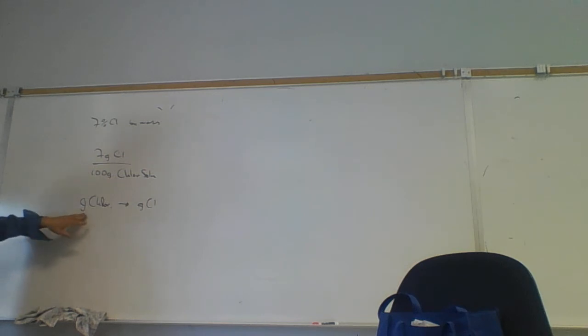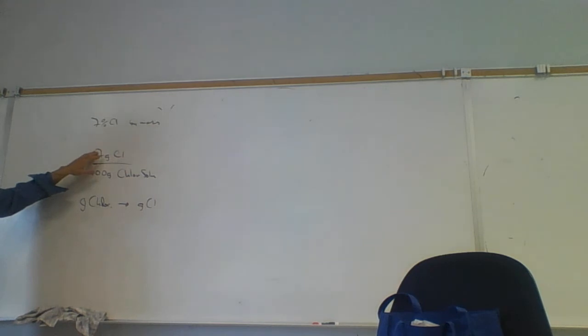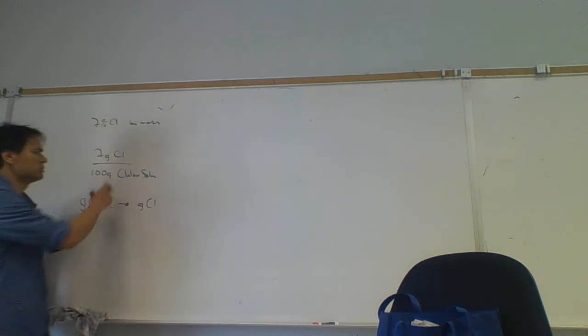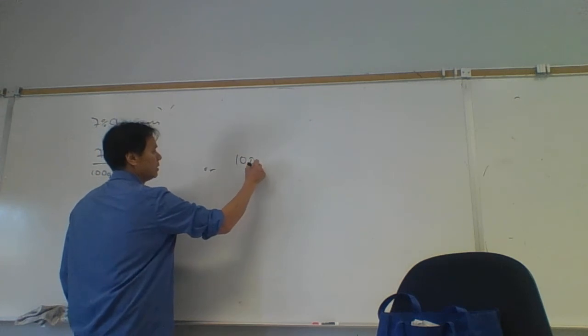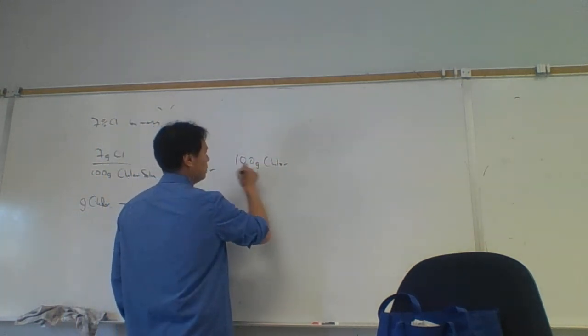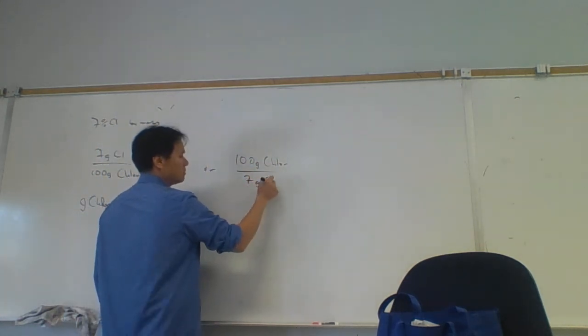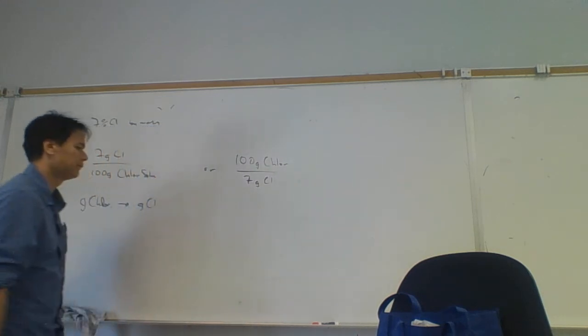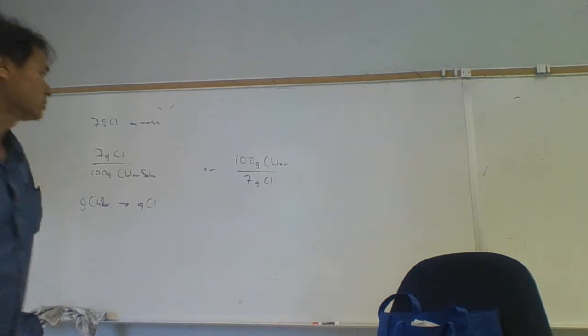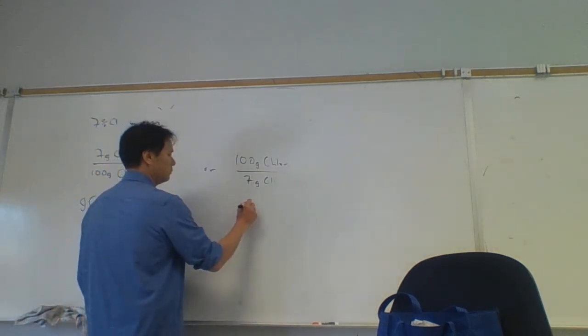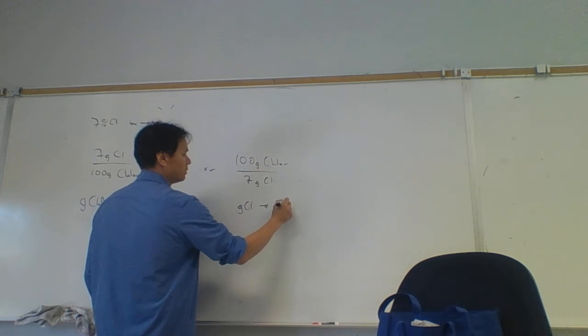So if we're given 200 grams of chlorinating solution, we would have how many grams of pure chlorine? If we had 200 grams of chlorinating solution, we'd have 14. So we could use this to do those conversions. Or we would write it like this: 100 grams of chlorinating solution for every 7 grams of pure chlorine. So for every 7 grams of pure chlorine, we need 100 grams of chlorinating solution. And so this converts it the other way, going from grams of chlorine to grams of chlorinating solution.